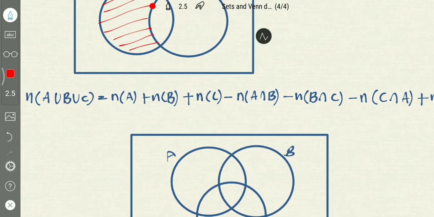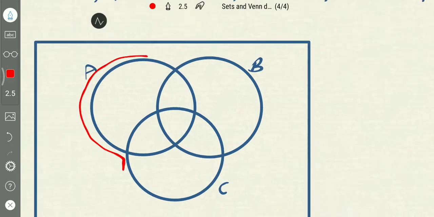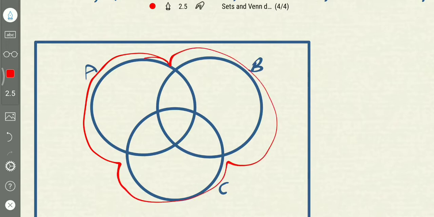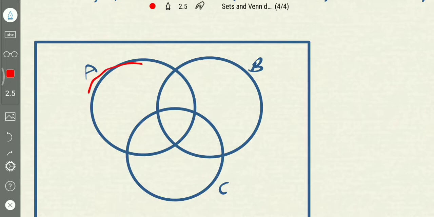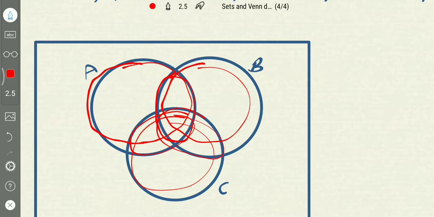And next one is n of A union B union C. In order to remember this, let us say, what is n of A union B union C? This total one. Number of elements in this total is n of A union B union C. For that, let's say this is n of A, this is n of B, this is n of C. If we add n of A, n of B and n of C, we are adding this and this also. So we need to subtract this first. n of A plus n of B plus n of C, minus this part, which is n of A intersection B, and subtracting this part n of B intersection C, and subtracting this part n of A intersection C. But while subtracting these three parts, this part, A intersection B intersection C, is also subtracted. So we need to add this part.